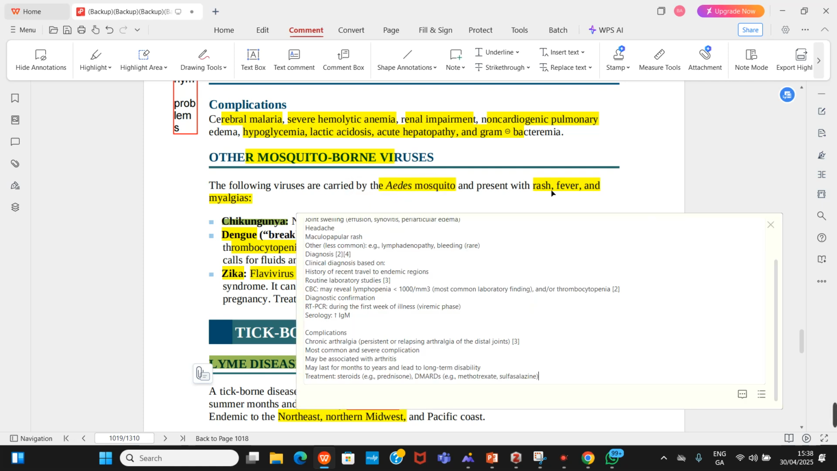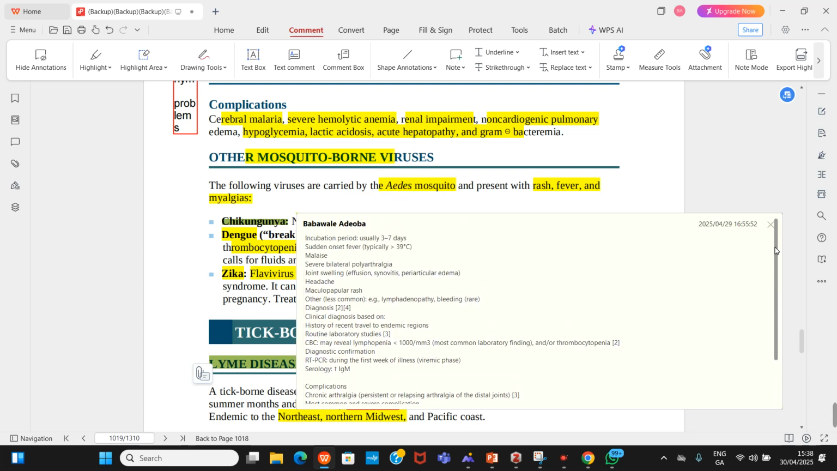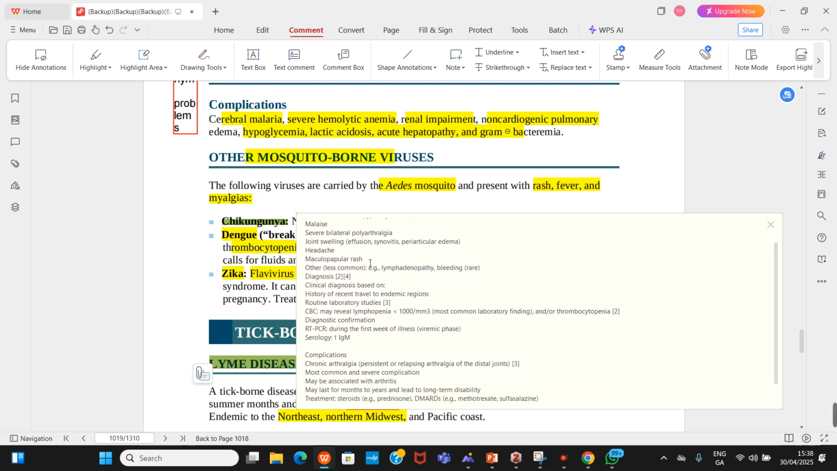Now, somebody with chikungunya will have had travel to a tropical region where you have a lot of Aedes mosquito, and the person is going to start having fever. But what should catch our eye is when the question states that the person is having bilateral polyarthralgia. They're having fever with joint pain. They palpate the joints, and the joints are swollen due to effusion, synovitis, or even periarticular edema. Think about chikungunya.